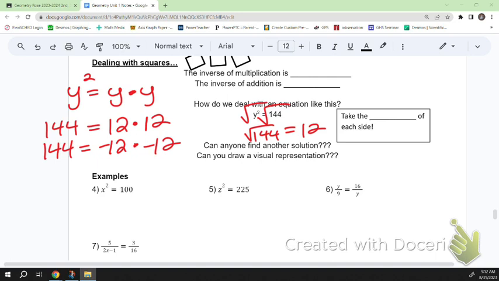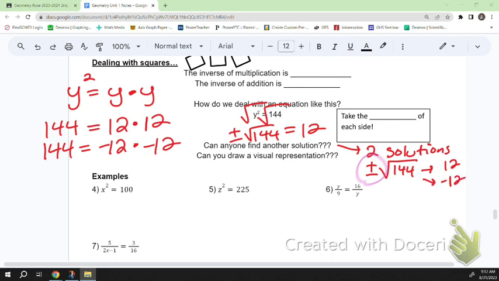So when we square root numbers, there are actually two solutions. Make a note. There are actually two solutions. When we square root, there's a positive and a negative. That's what this symbol means. It means plus or minus. So when I square root 144, my calculator is only going to give me the positive version. It's 12. The other answer is also negative 12.